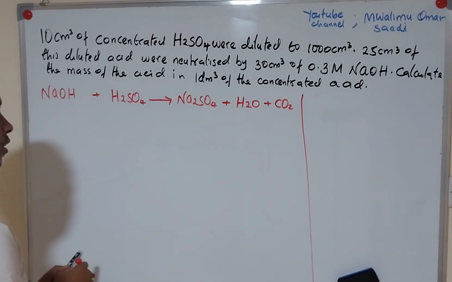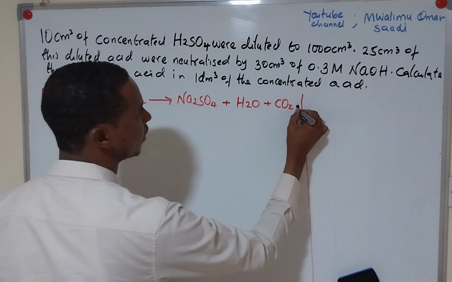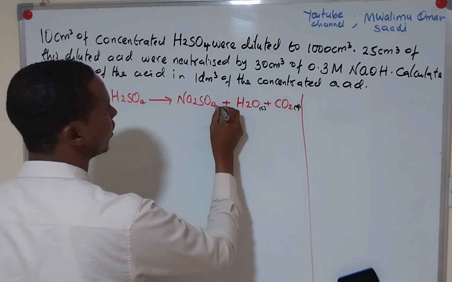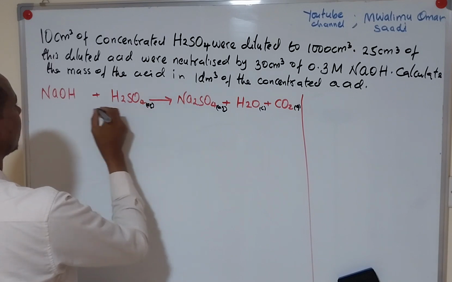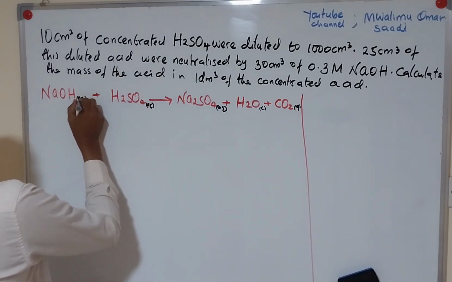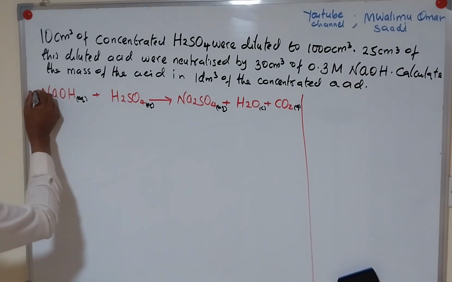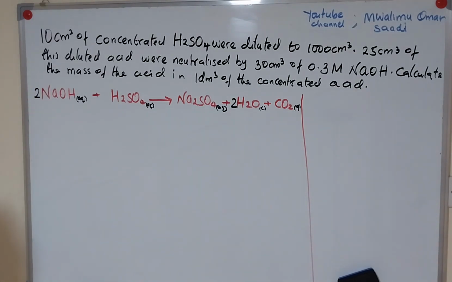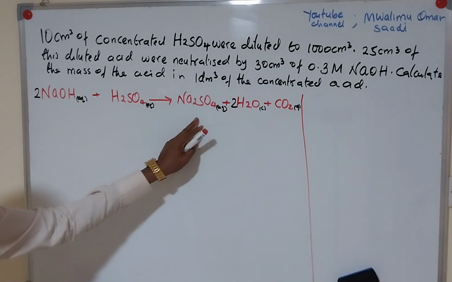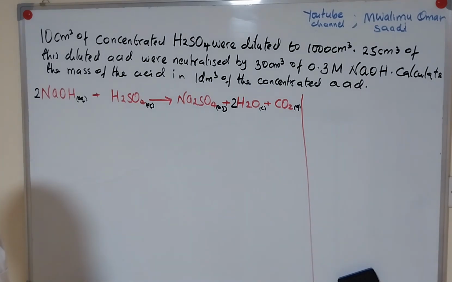Okay, this is gas, liquid, aqueous, aqueous. So we balance our equation. So that is our balanced chemical equation: sodium hydroxide plus sulfuric acid forming sodium sulfate, water, and carbon dioxide gas. So the first thing we need to do now, we need to get the number of moles of sodium hydroxide.